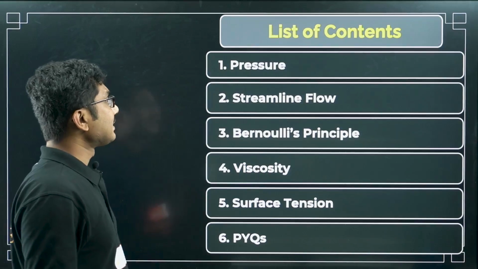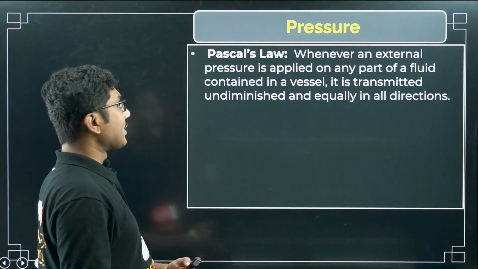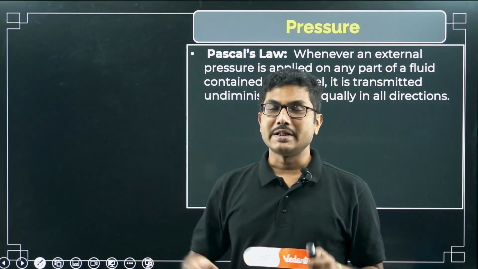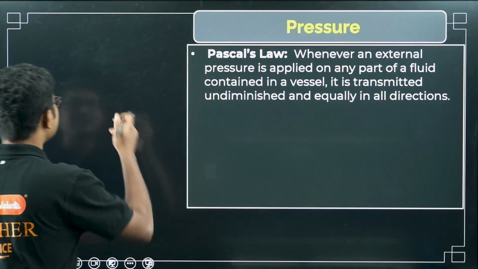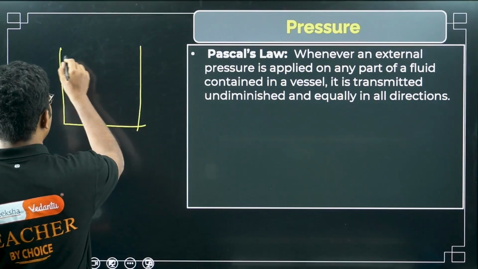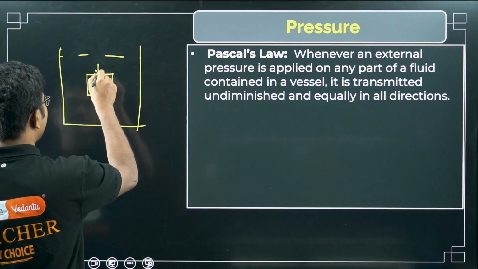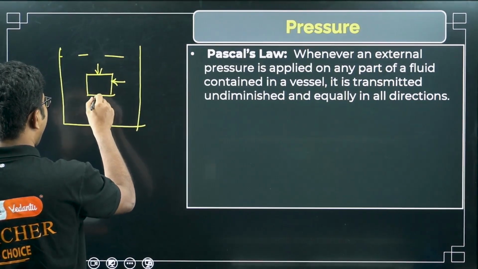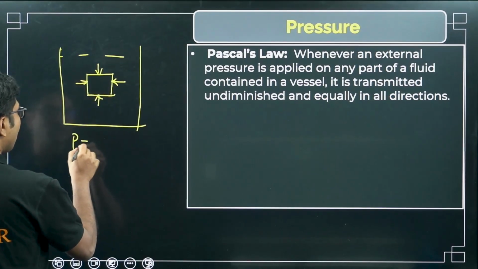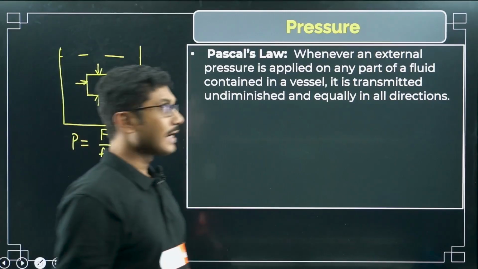So now let's start with the concept of pressure. What is pressure? Pressure is something we feel when we keep something inside a liquid. When we keep something inside the liquid, it feels something which is called pressure, which is force per unit area. So if there is a liquid and we keep an object inside the liquid, it experiences a force, and force per unit area is called pressure. It's a scalar quantity, it does not have any direction.